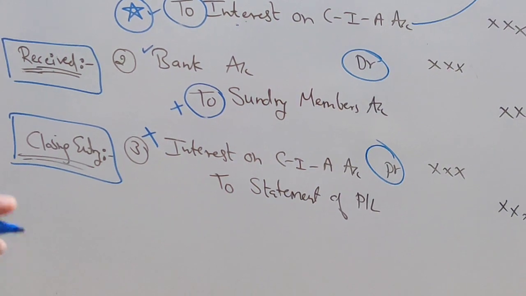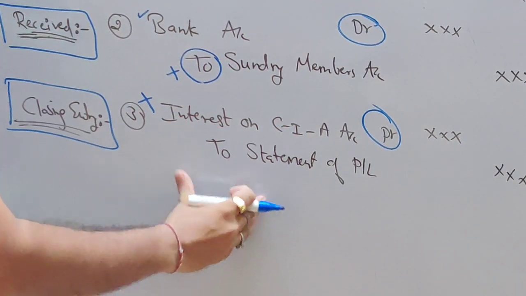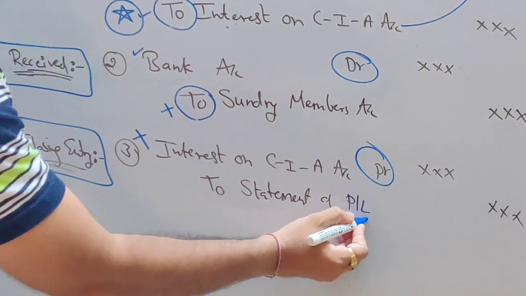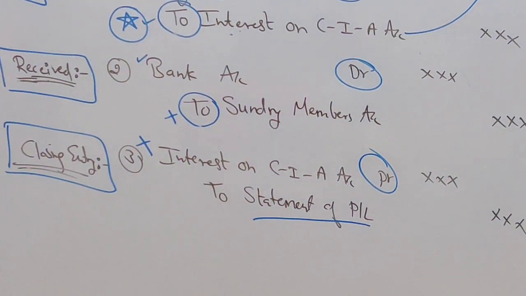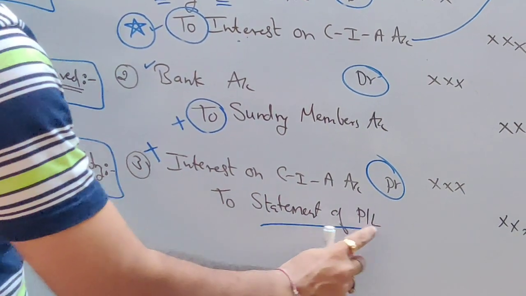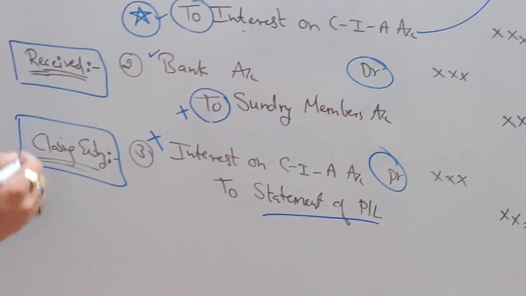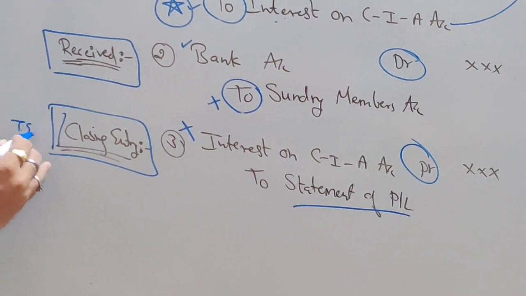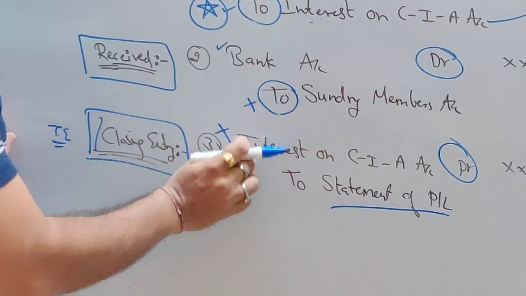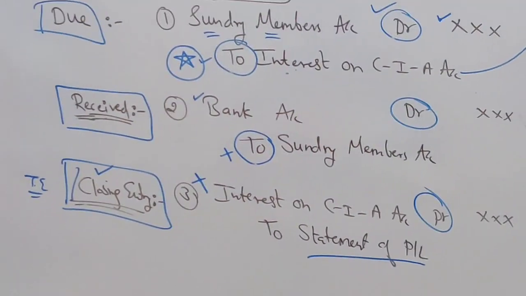Don't write P&L account. Why? This is company accounting, and in company accounting we never write P&L account. We write it as statement of profit and loss. So don't write it as P&L account, you will write it as statement of profit and loss. I hope you have understood your closing entry. You can also call this a transfer entry. I call it closing entry because I am closing this interest account. That's why I prefer to call it closing entry.